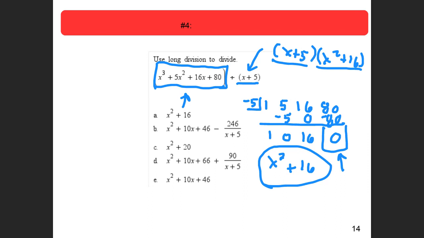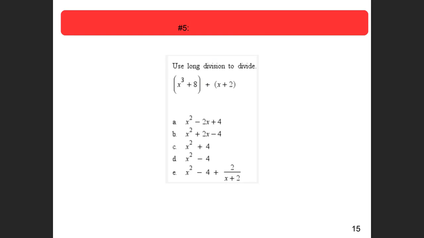All right, let's see here. Number 5 says use long division to divide. Now, in this problem, I want to use synthetic division just to show you where people are going to go wrong. This is x to the third plus 8, which really is x to the third plus 0x squared plus 0x plus 8. So if I'm going to use synthetic division, I use whatever makes this equal to 0, so that's negative 2. And then I've got 1, 0, 0, 8.